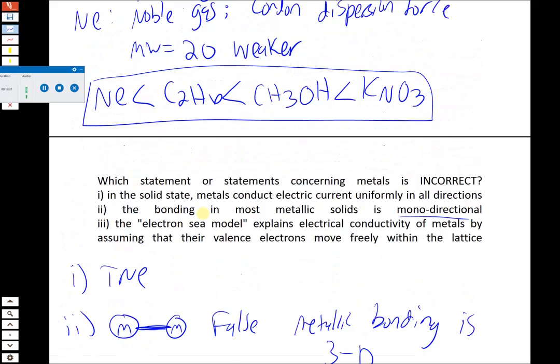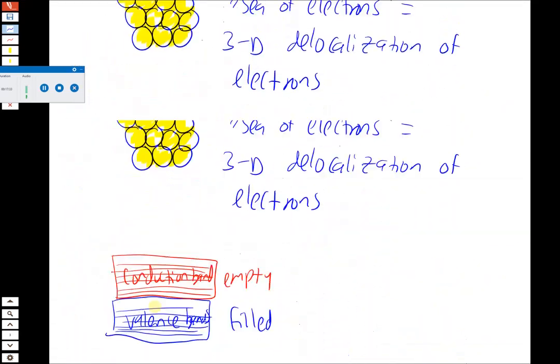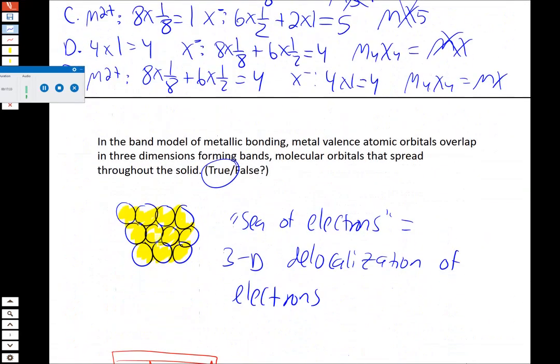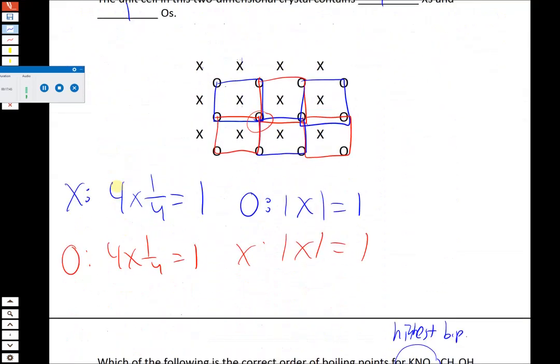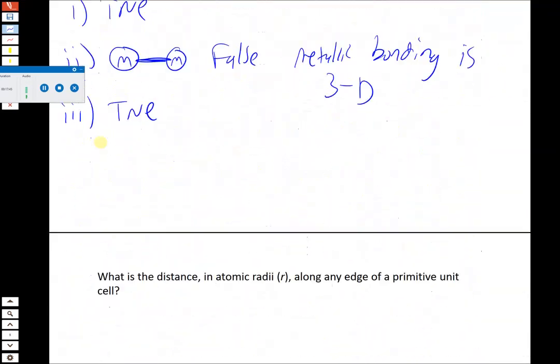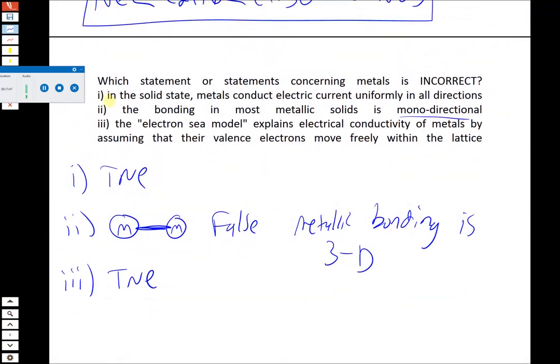So you have, as I drew earlier, this picture of metallic bonding, which is just this delocalized smear of electrons. I'm showing it in 2 dimensions here, but in reality it's in all 3 dimensions. And because the electrons are delocalized, you have high electrical conductivity, so that also came into play for a couple of these as well. So the only incorrect statement in this is, I meant to circle just that one, number 2, which is that the bonding is monodirectional.